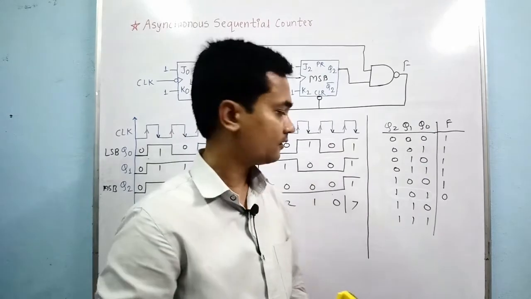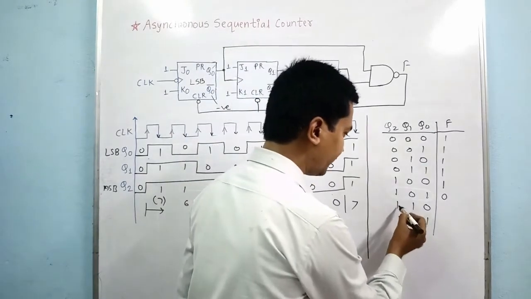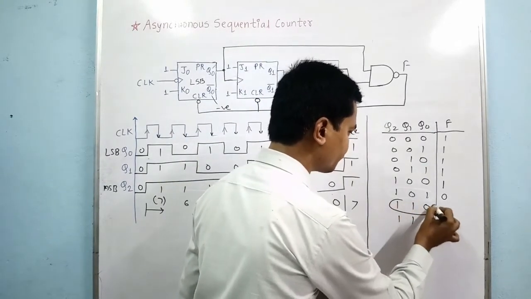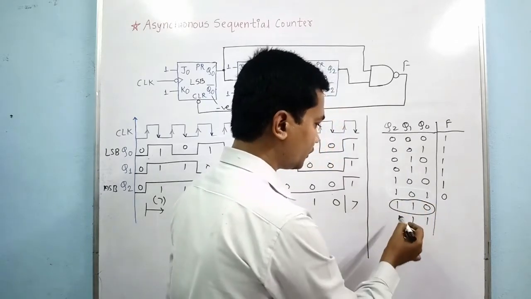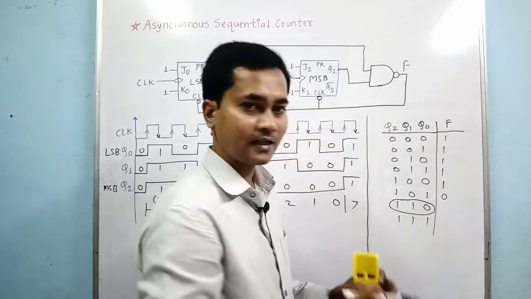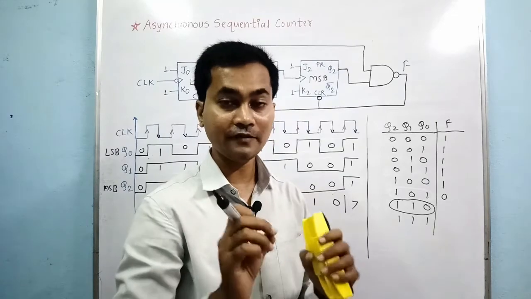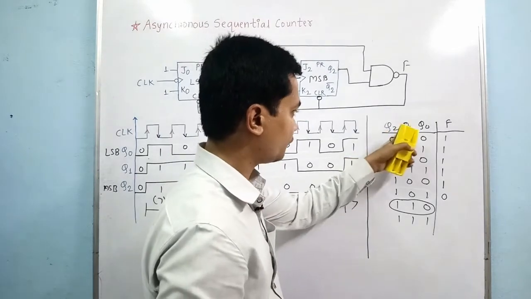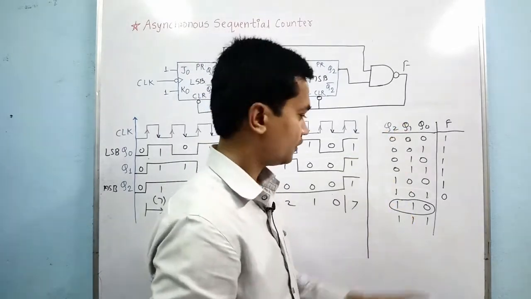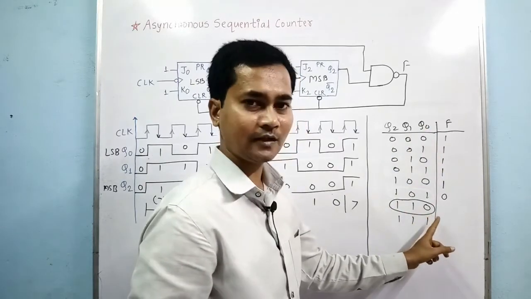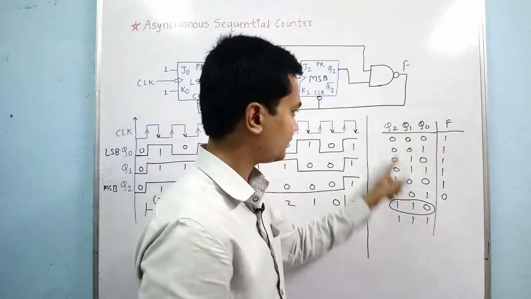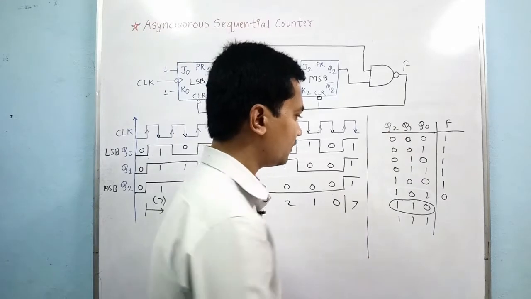Okay, mod 6 means we have to check for value 110. So here just focus, where are the logic ones. Q2 and Q1 are logic ones, so Q0 need not be tested. Just test Q2 and Q1, that's it.